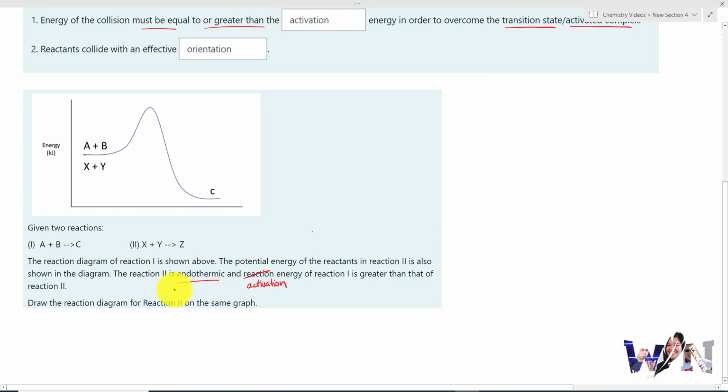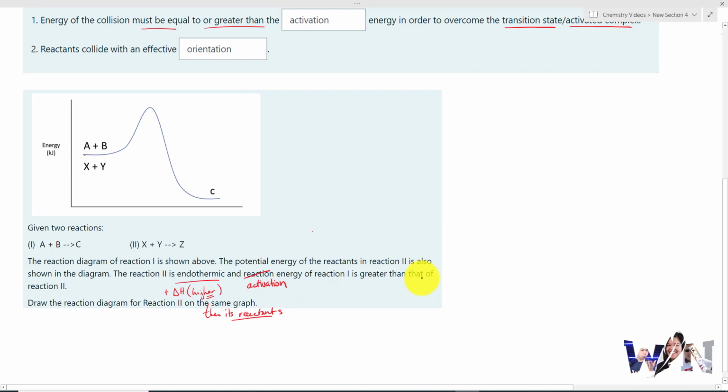Endothermic means we have a positive delta H. More importantly, we have a product higher than its reactant. That's the key right there. So here's the product, X plus Y, and we have to go across and go higher. But how do we know how high? Before we put our pencil there, we need to read more. The activation energy of reaction 1 is greater than that of reaction 2.